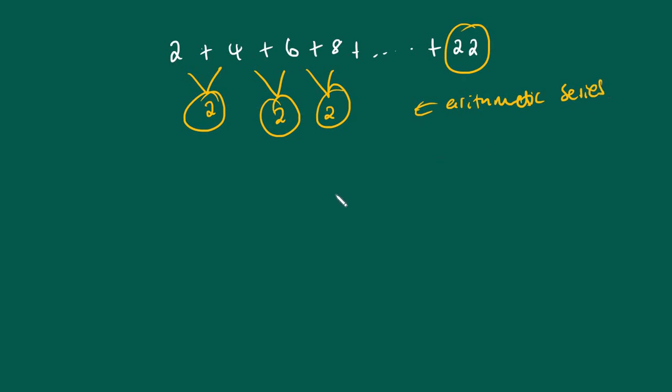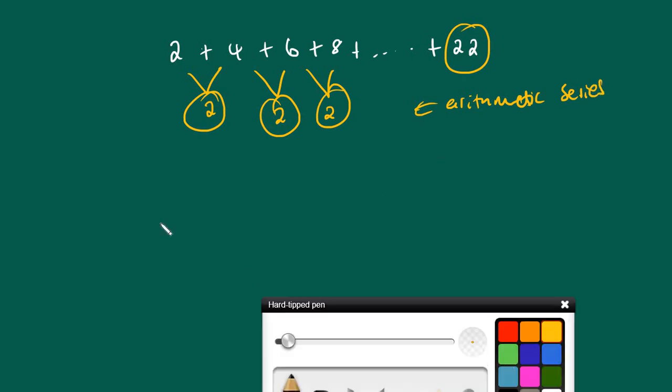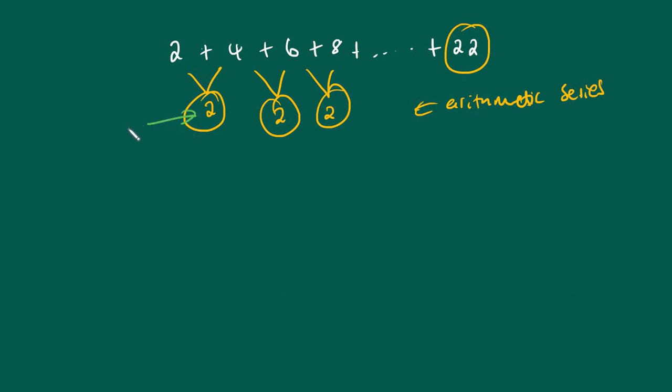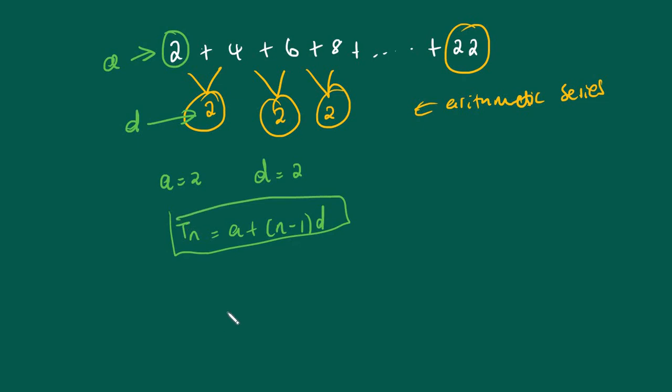Now, since we are dealing with an arithmetic series, that tells us that this number here is going to be our difference, and then this number here is going to be our first term. So our A is 2, and then our difference is also 2. So for me to find the position of 22, I must use the formula Tn = a + (n - 1)d, because this is the formula for arithmetic series that talks about the position of a term and the term.